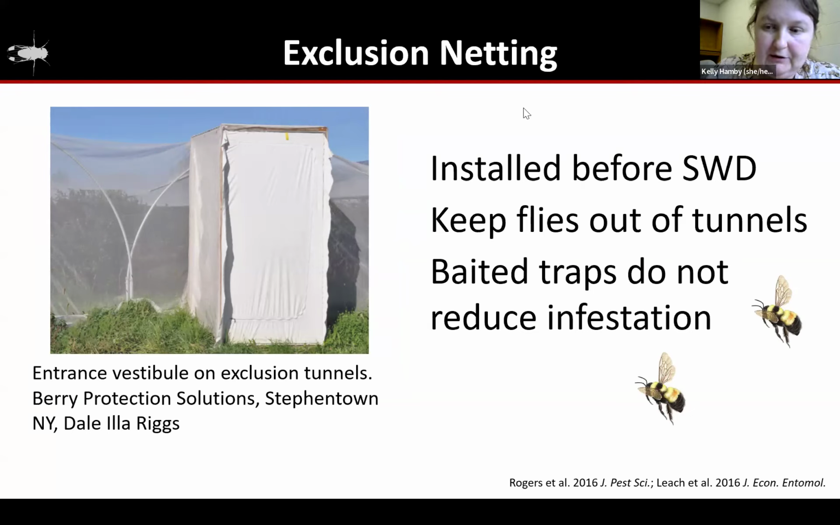So one thing that can help with this is having one of these doors, like you might have if you go to the zoo and see the aviary, or you go to a butterfly house, where you have a double door to help reduce the organisms coming in. They also have found if you try to trap the spotted wing Drosophila out from underneath your tunnel, it doesn't seem to help reduce infestation underneath the tunnel. So it's really important to get that netting installed before the spotted wing Drosophila.